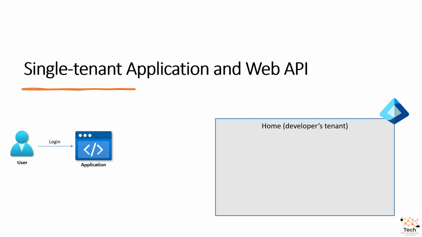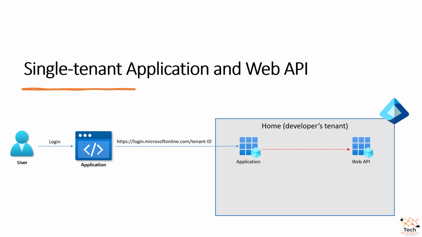When it comes to single tenant application and web API, it's quite simple. So we have a user using an application, authenticating within this application. Here we use, obviously, the authorization endpoint of the tenant: login.microsoftonline.com/tenant ID. And in this tenant, we have the application, but this application is also calling a web API.